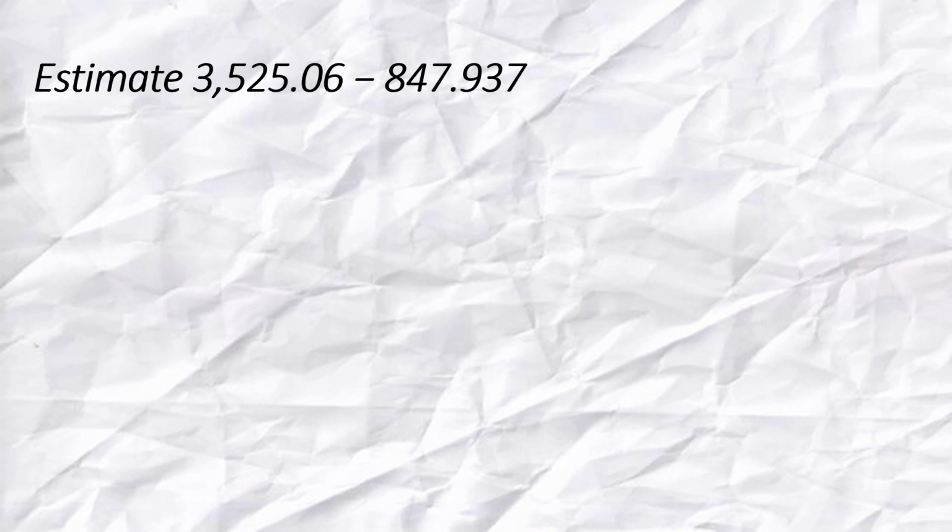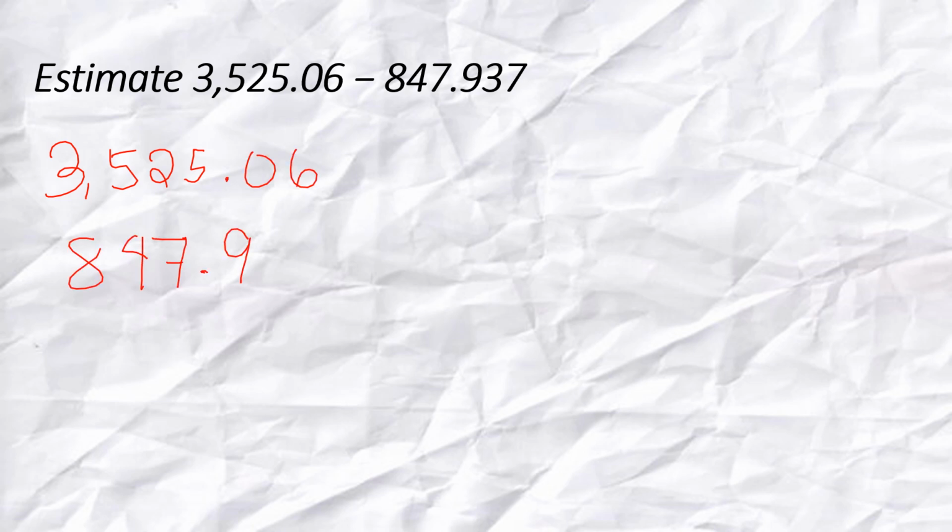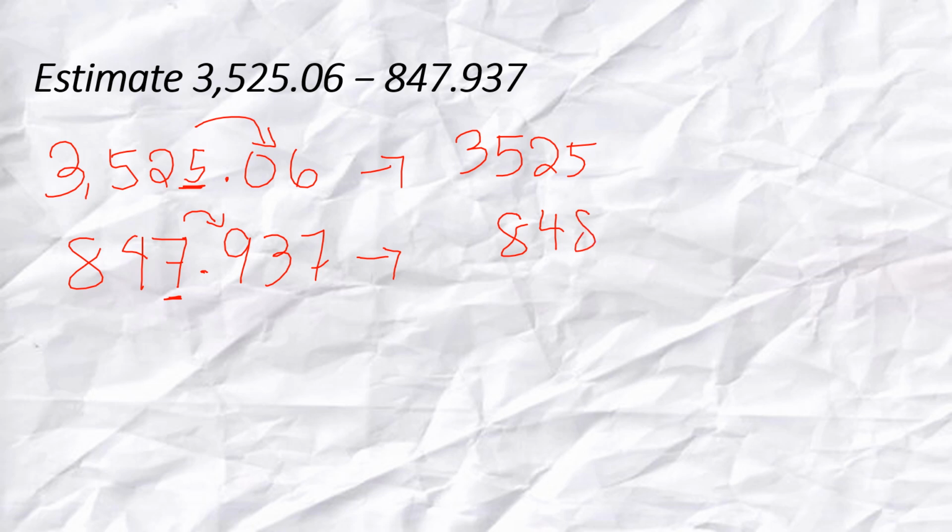How about this one? Estimate 3,525.06 minus 847.937. So let us round off each number to the nearest whole number. So the first number, this is 5, and the number beside it to its right is 0. So round down, it will stay as 3,525. 847, the number beside 7 is 9, so round up, 7 will become 8, so it will become 848.